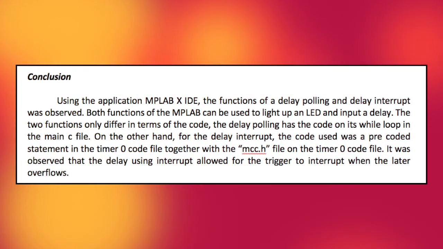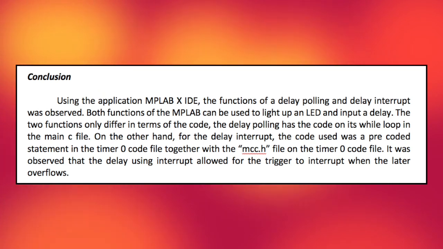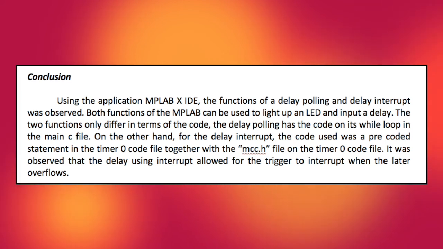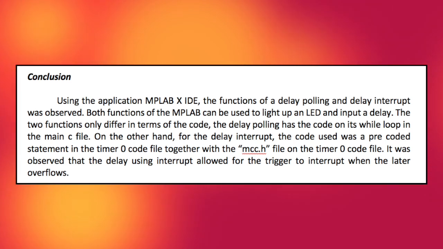For the conclusion, using the application MPLAB X IDE, the functions of delay polling and delay interrupt were observed. Both functions of the MPLAB can be used to light up an LED and input a delay. The two functions only differ in terms of the code. The delay polling has the code in its while loop in the main C file. On the other hand, for the delay interrupt, the code used was a pre-coded statement in the Timer0 code file together with the MCC file on the Timer0 code attached to it.